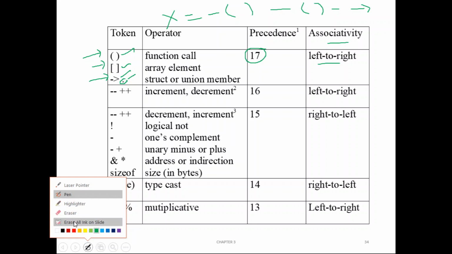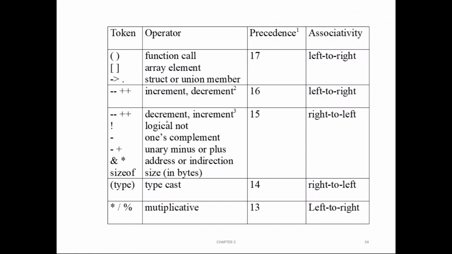And it follows the left to right pattern. Right. The next highest priority goes to post decrement and post increment. Okay, there are two: decrement and increment. The next table also shows decrement and increment, but there is a number 2 in the superscript, which means it is talking about post decrement and post increment. So this has the highest priority after brackets and arrow operator. Okay, it has the priority of 16.